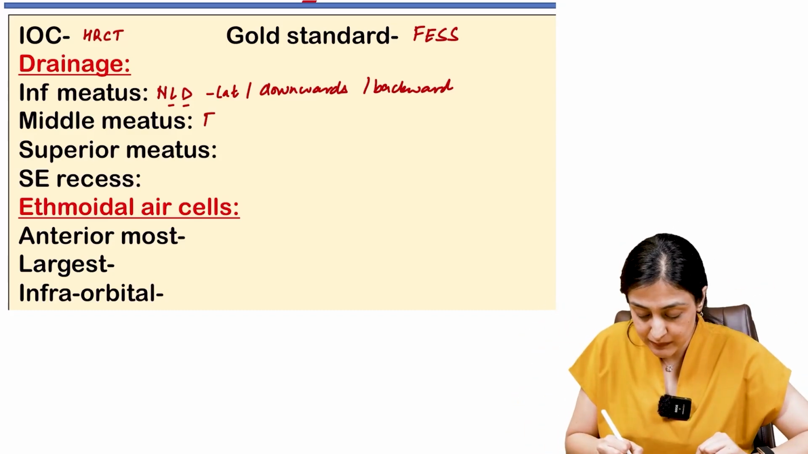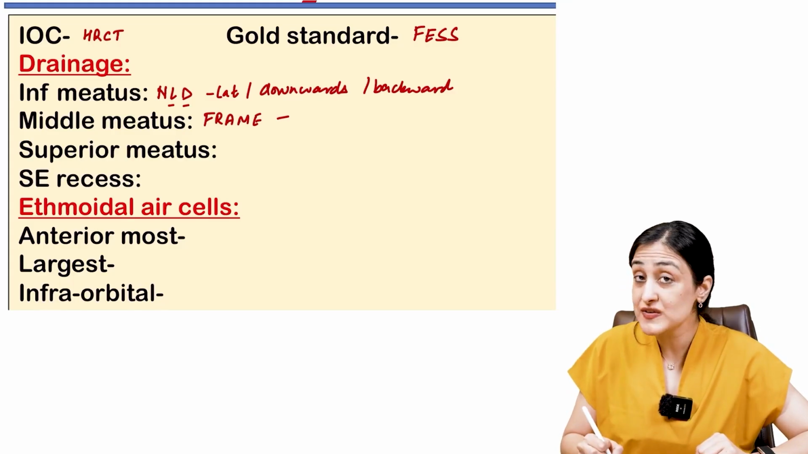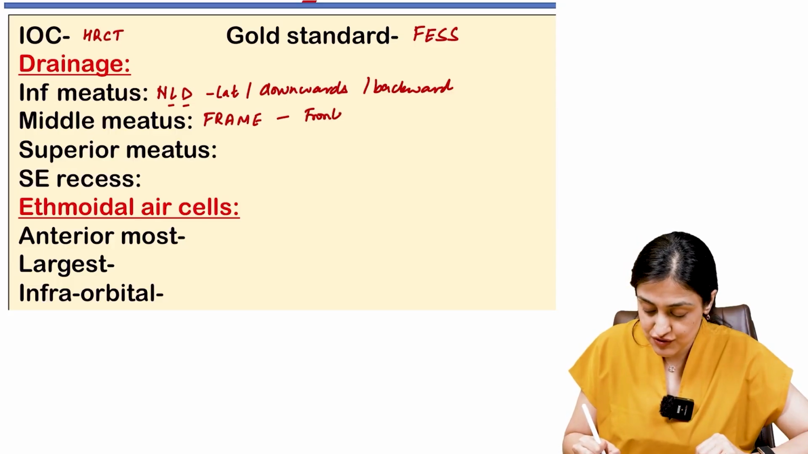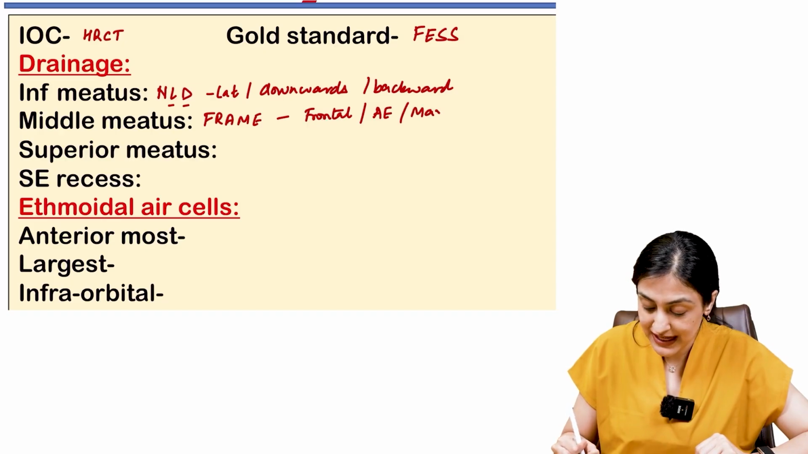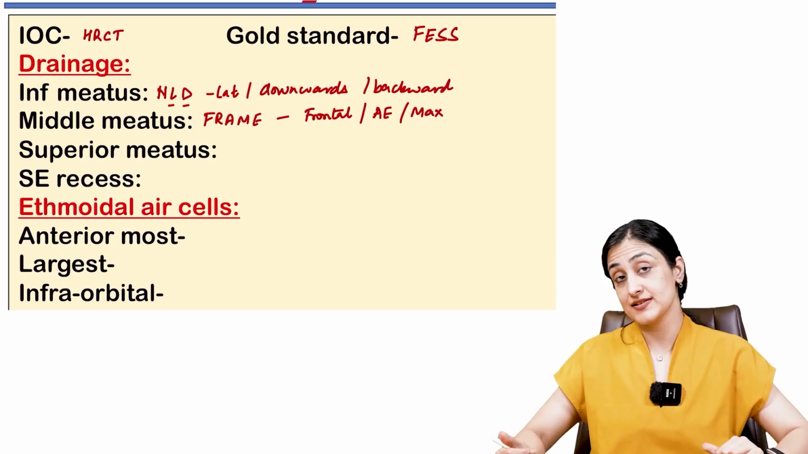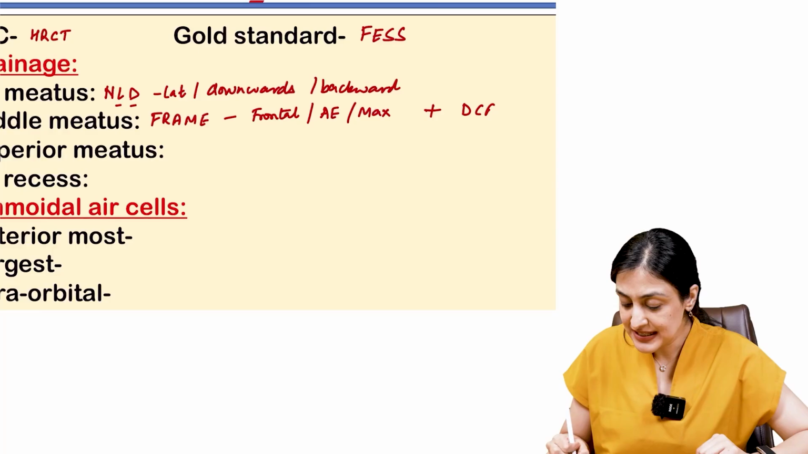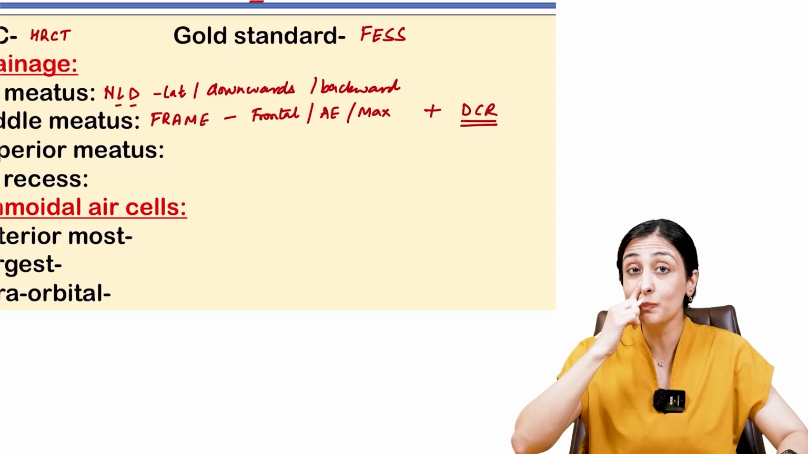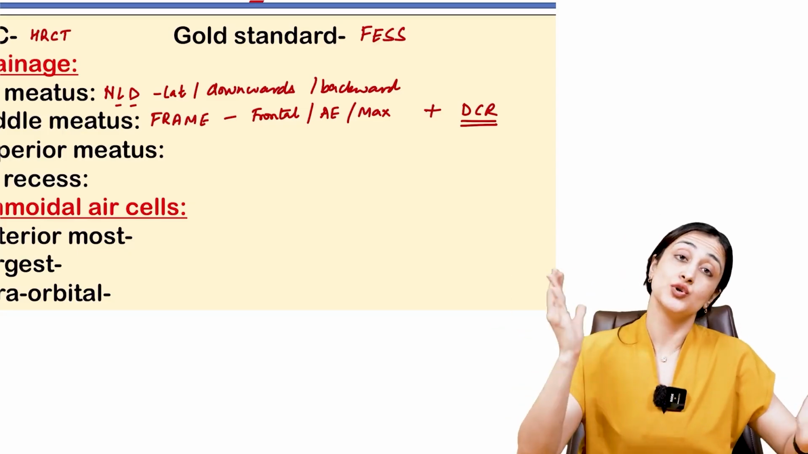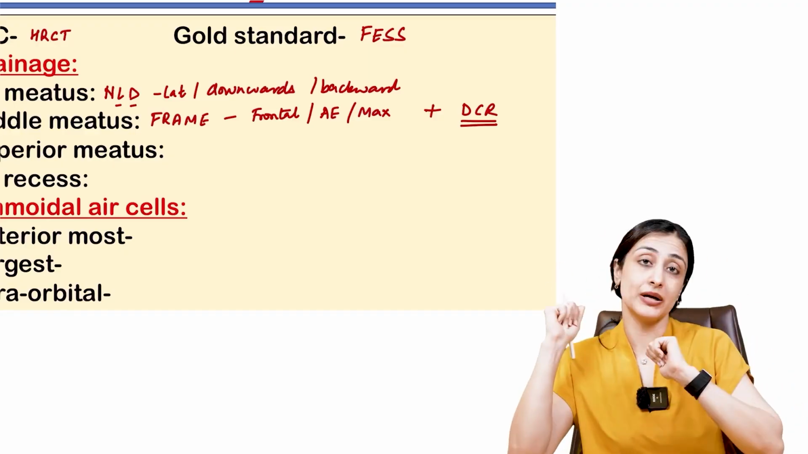Middle meatus, remember a mnemonic FRAME, everything is there in FRAME. So what is FRAME? Frontal sinus drains here, you have anterior ethmoidal drains here, and most importantly maxillary sinus opens in the middle meatus. And very important, if you do a DCR, a dacryocystorhinostomy, if the NLD is obstructed, you'll not open it in the inferior meatus, you'll open it in the middle. So you can remember FRAME DCR.